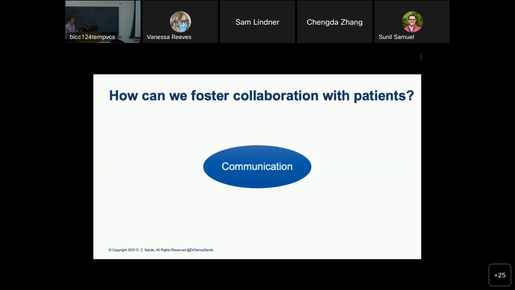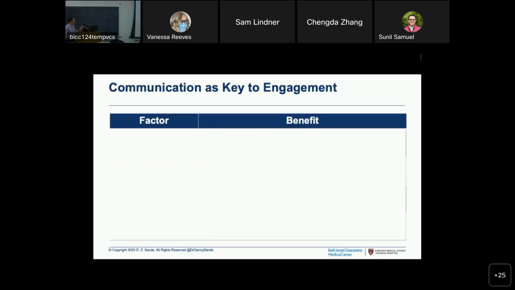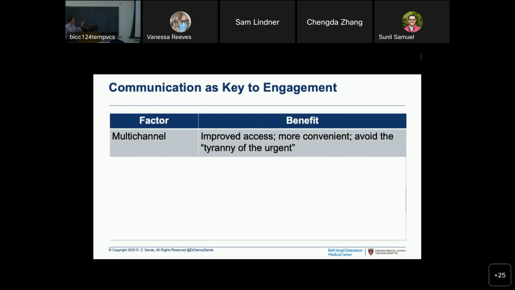How can we foster collaboration with patients? The next thing I want to talk about is communications. I'm going to mention a number of things that relate to communications here. I don't want to take too long, but we need multi-channel communication.